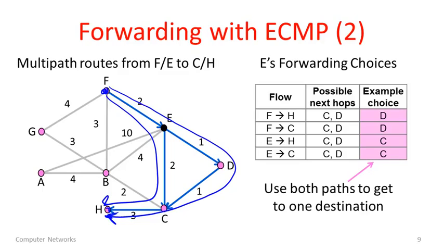But if we think about traffic that's heading towards C, we're actually using both of the next hops. We're using D and C. So traffic towards those destinations is utilizing multiple different paths through the network in parallel. And that's how we forward with ECMP. Now you know this slight generalization of the shortest paths we've seen before.